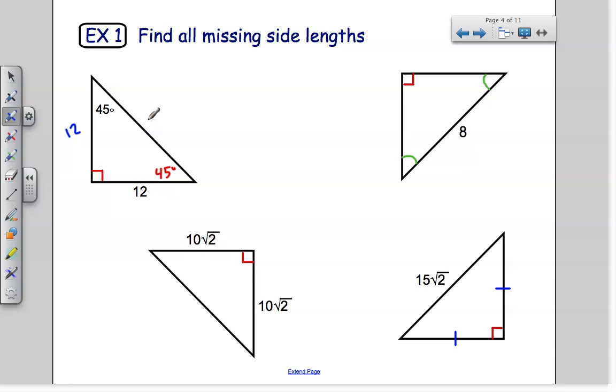And now to get the hypotenuse, I know I just take the legs times square root of 2. Therefore, the hypotenuse is 12 times square root of 2. Just like that, I know all of the side lengths.